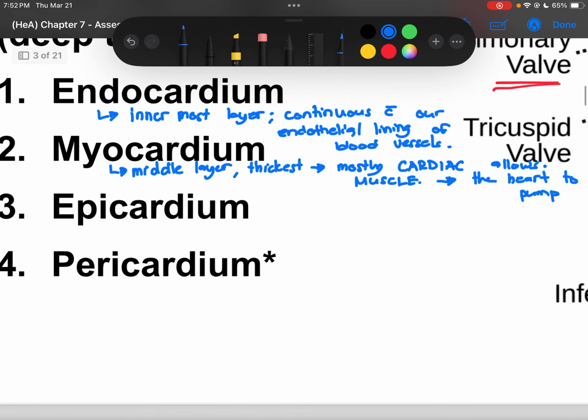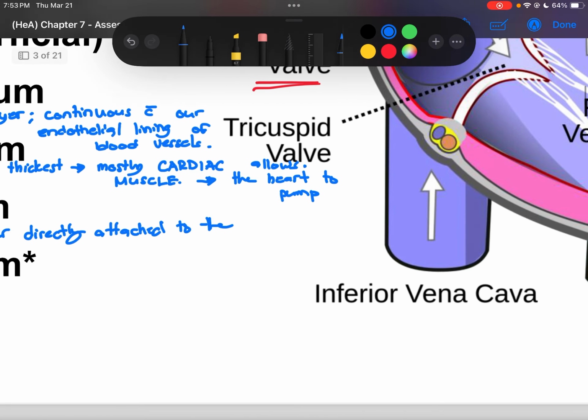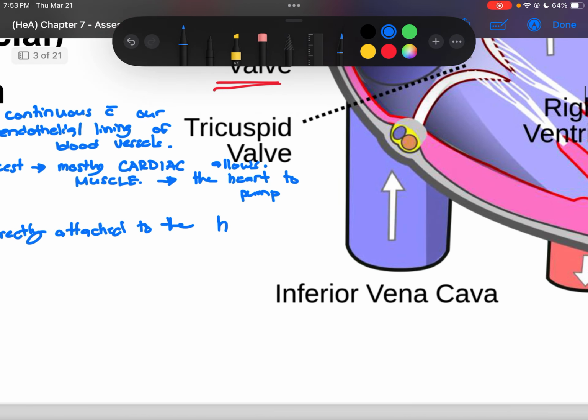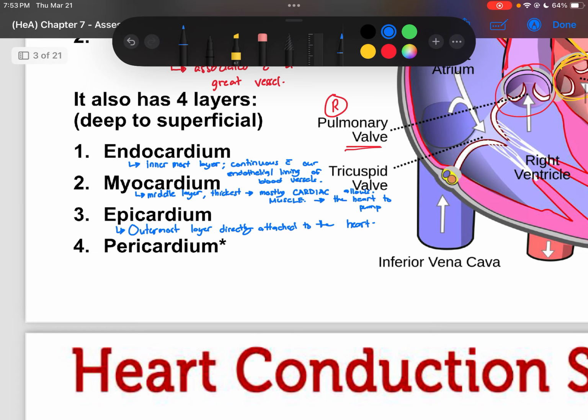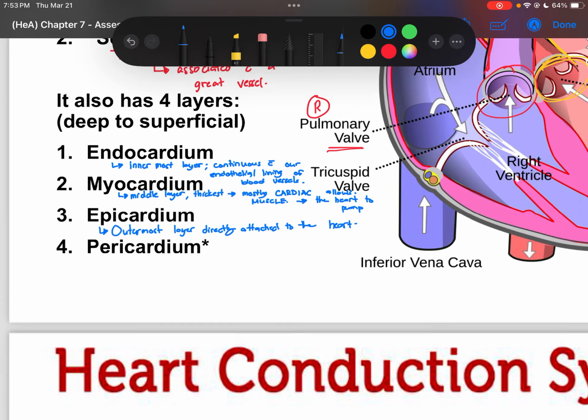Next is our epicardium. Now, epicardium, class, it is the outermost layer directly attached to the heart.